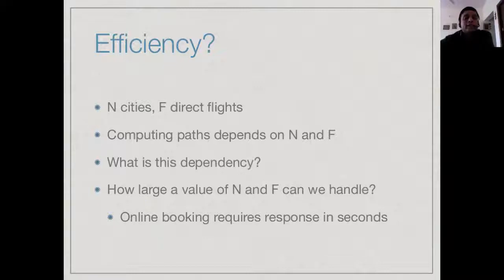Can we scale this algorithm to cover multiple airlines? So we have a website which actually says across all airlines I can take you from place A to place B. That depends on how large a value of n and f we can handle.